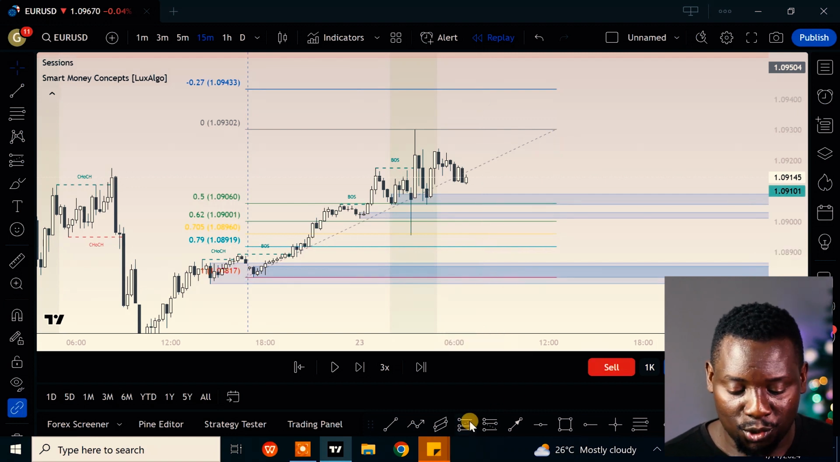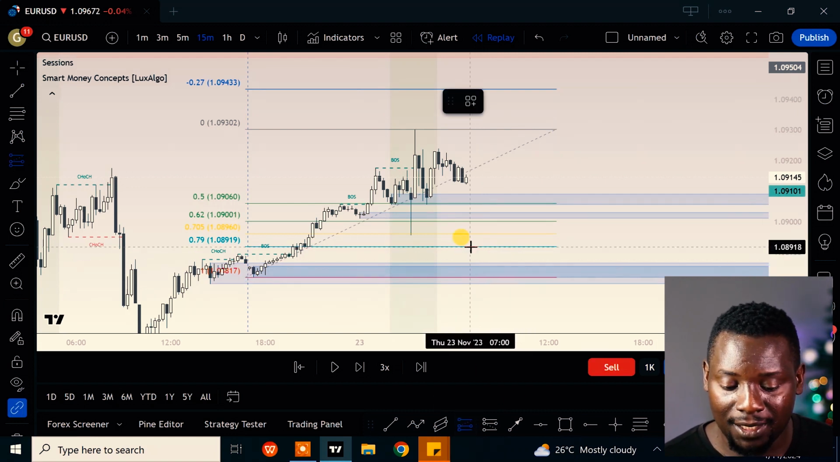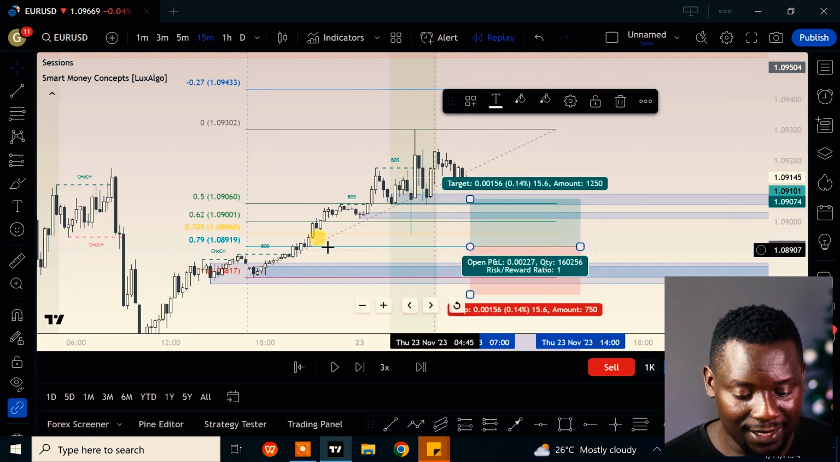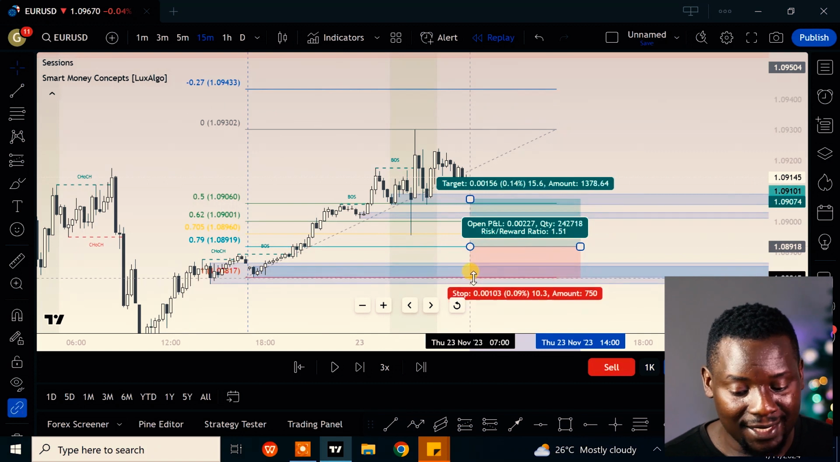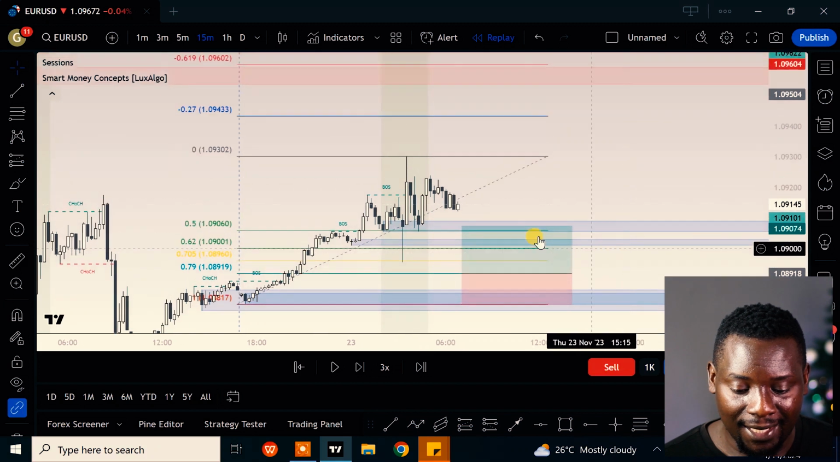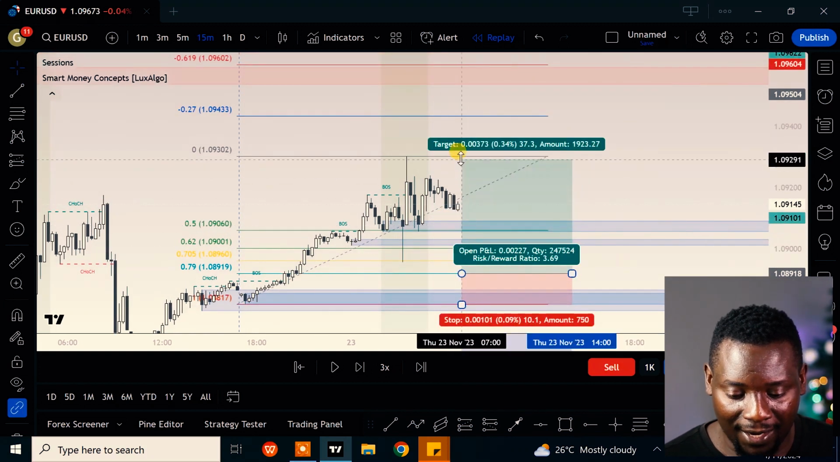Let me show you this. If I put in a buy limit right here at this 0.79 level, usually I use a 10 pip stop loss, which is just right there, and then I target a 1 to 4-5 RR.